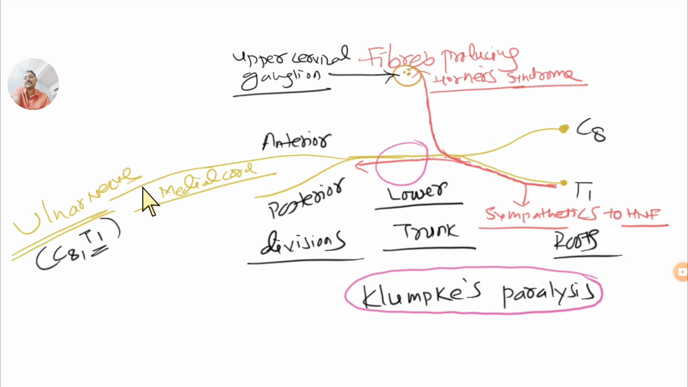So along with these upper limb symptoms involving the ulnar nerve, if you have some symptoms which are also visible in the eyeball, you straightaway know that there is an injury to the lower trunk in the neck. There is something wrong in the lower neck. Okay, it will straightaway give you the diagnosis of that person, and this will be the Klumpke paralysis.